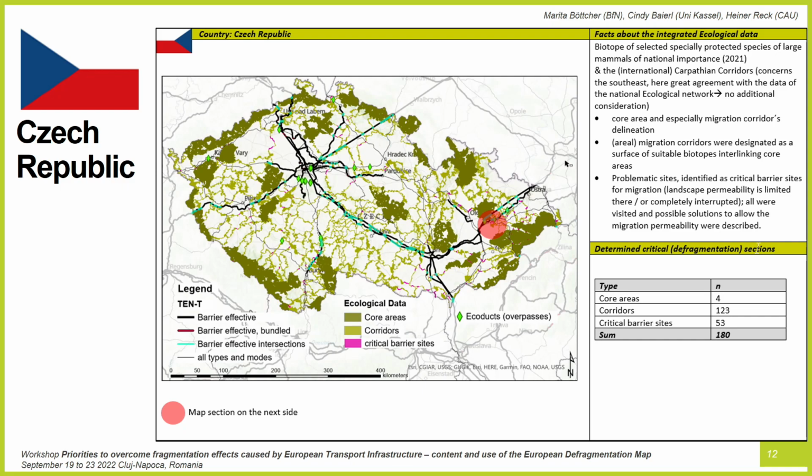And with the overlay with the TEN-T, you see it as black lines, and hopefully you can see the turquoise marked sections for defragmentation. We have a total overlay here of 180 intersections. 53 of them are fitting or are at the same place as the already identified critical barrier sites. And I hope you can see as well the aqueducts, especially in the area around Prague.